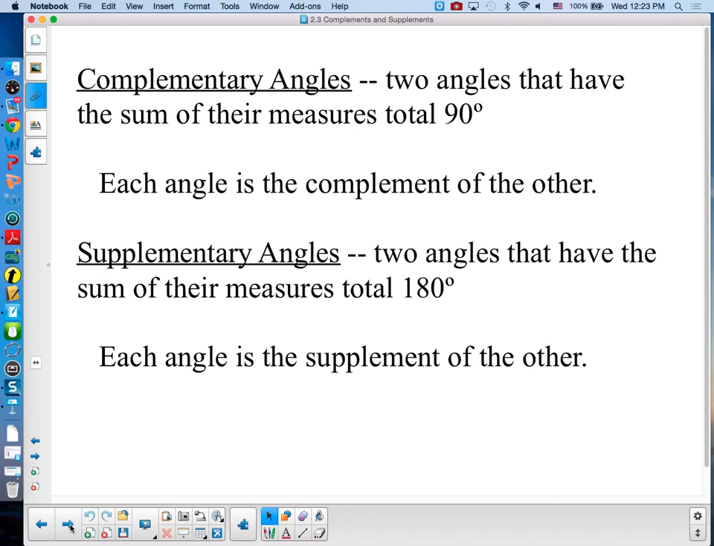I've had some tell me they did that same kind of thing, but with how many P's are in it. Complementary has one P, supplementary has twice as many P's. So that total is twice as big.